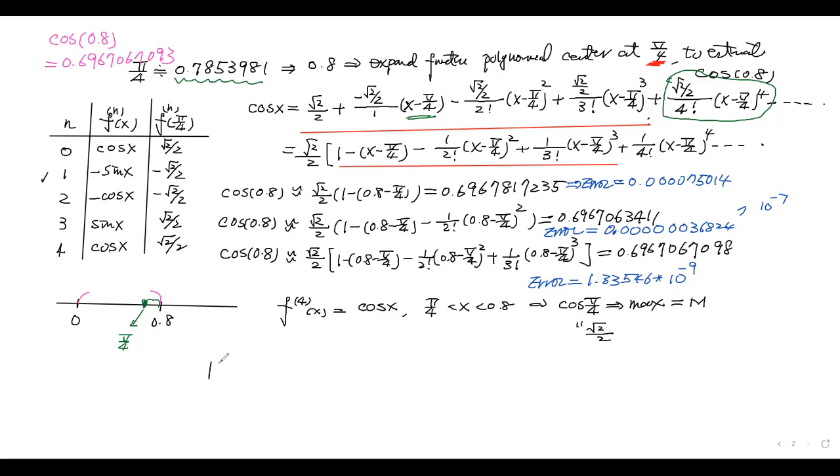Right, so now my error bound, my Lagrange error bound, will be M is what? Square root of 2 over 2. Then the bottom is 4 factorial. Then here is x minus, right? So x is 0.8 minus pi over 4 to how many powers? 4th power, right? So if you put it into the calculator, this one will give you 1.33937967965 times 10 to the -9.